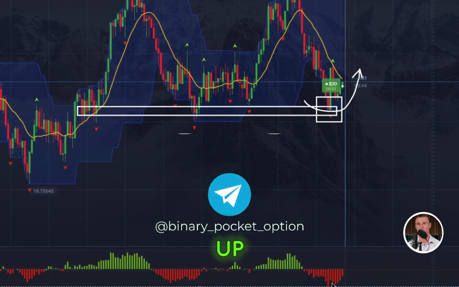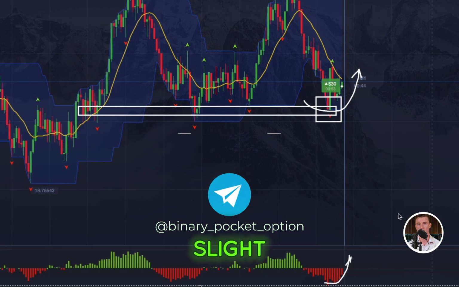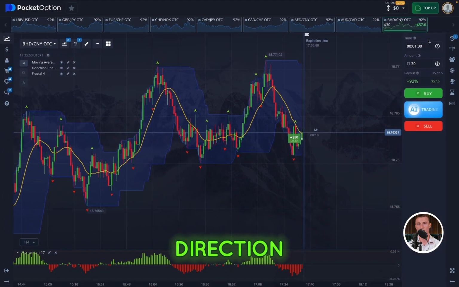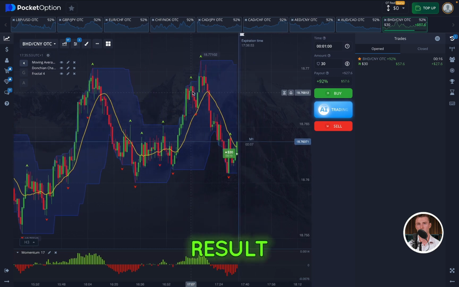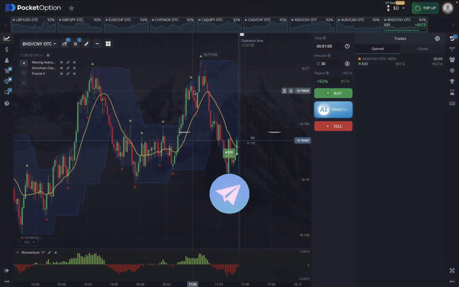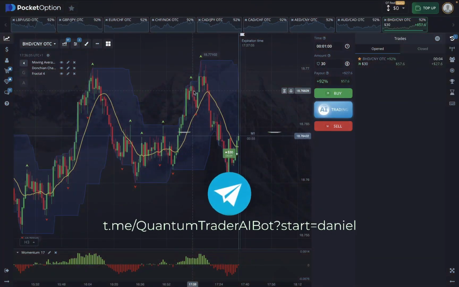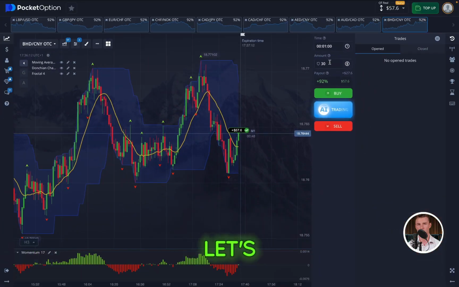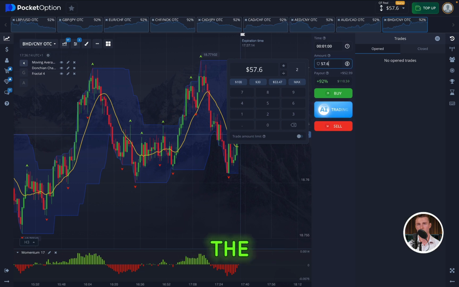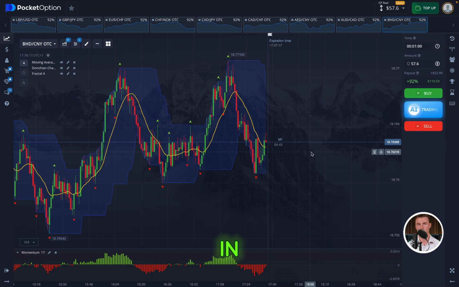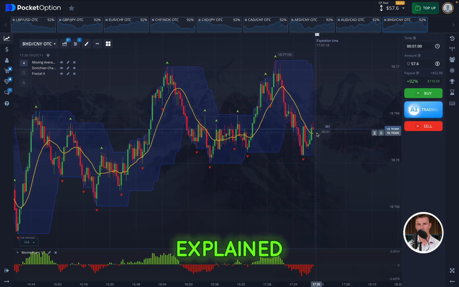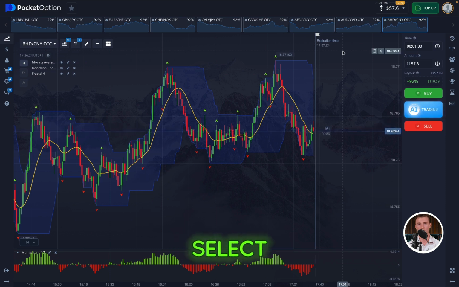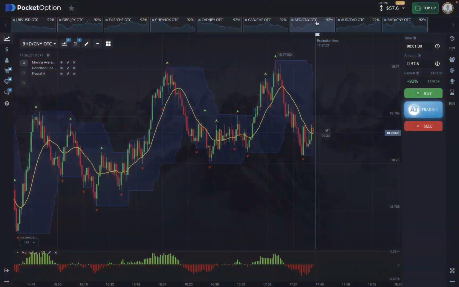And then we open just to buy. We also see a slight change in volume dynamics in the upward direction. So let's look at the result. That's the entry point, 15 seconds to completion. Great, the position is closed in a super plus. Let's also make a further opening for the maximum amount of the balance. In general, I think I explained everything clearly here, so let's continue and select the next entry point.